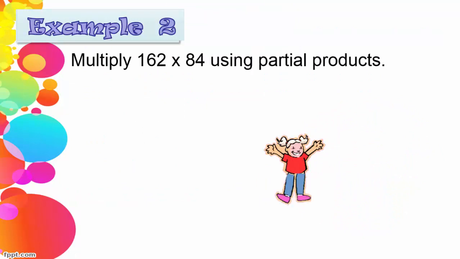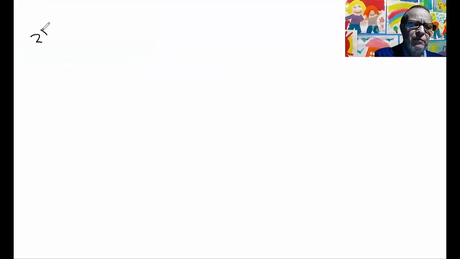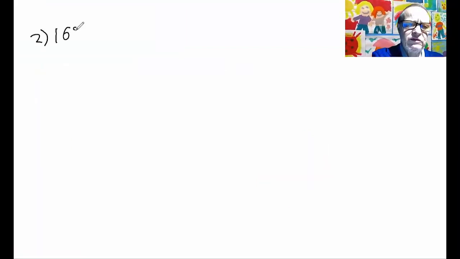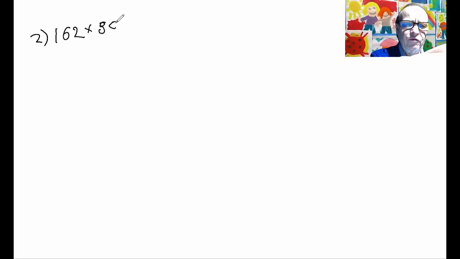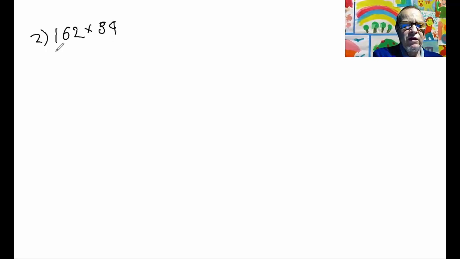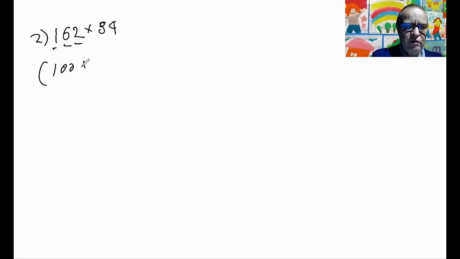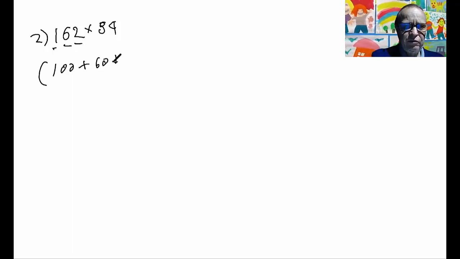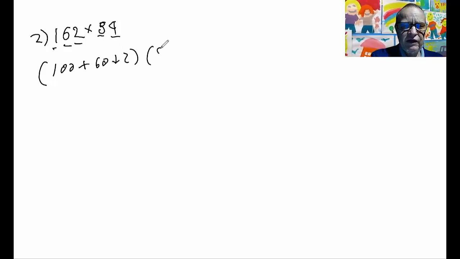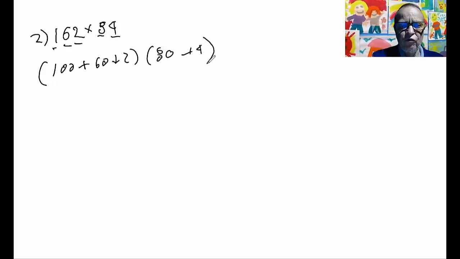In example number 2, we're asked to multiply 162 times 84 using partial products. So let us go over to the whiteboard and work this out in detail using the technique of partial products. In example number 2, we're asked to multiply 162 times 84. And here we break it up into the hundreds, tens, and ones place. So that's 100 plus 60 plus 2. And here the tens, 80 plus 4.